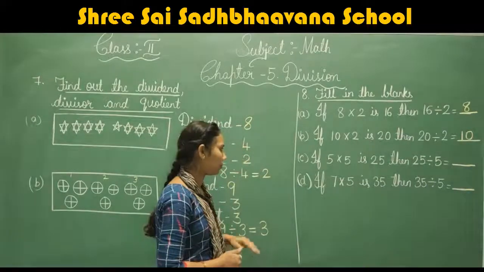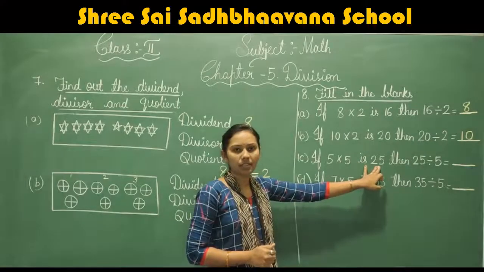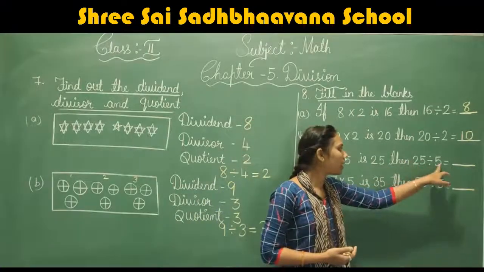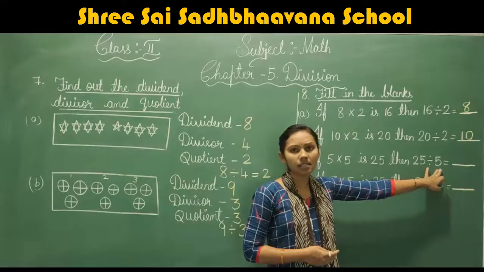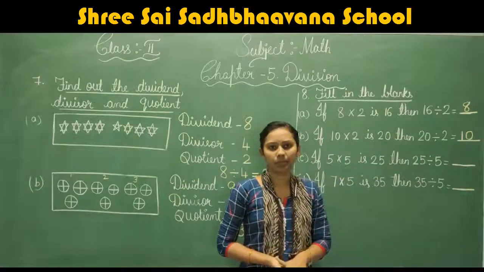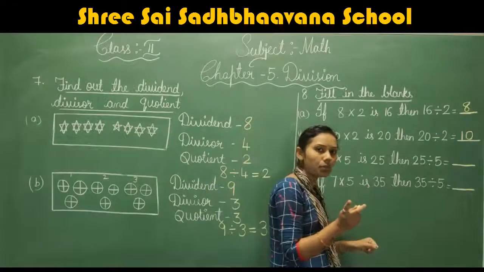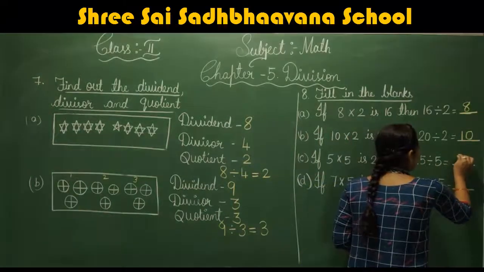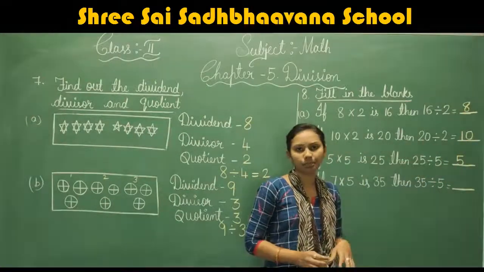Got it? Next, if 5 into 5 is 25, 5 fives is 25, then how much is 25 divided by 5? You are going to see the 5 table and find how many times 5 goes into 25. Yes, 5 times. So the quotient is 5. 25 divided by 5 is equal to 5.